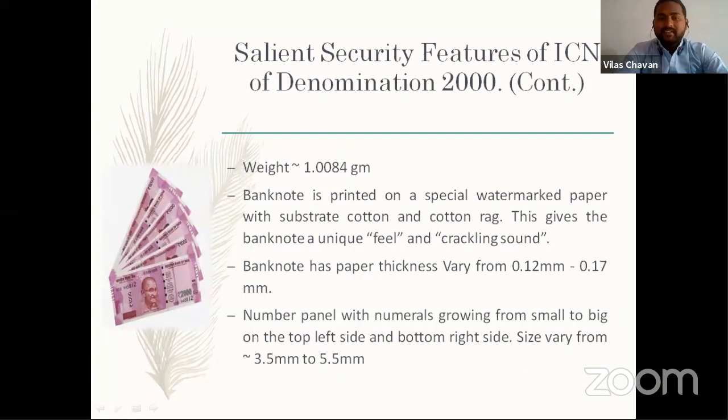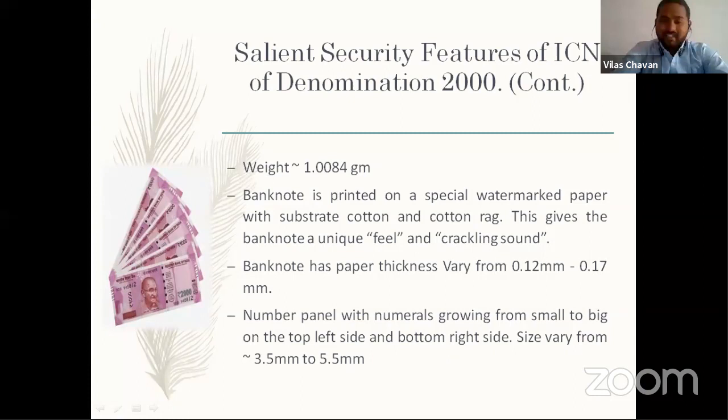1.0084 grams, and as far as the paper material is concerned, the banknote is made up of cotton and cotton rag. This gives the banknote a unique feel and crackling sound. As far as paper thickness is concerned, it is from 0.1 mm to 0.17 mm, and the number panel has numerals going from small to big on the top left side and bottom right side, and the size varies from 3.5 mm to 5.5 mm.